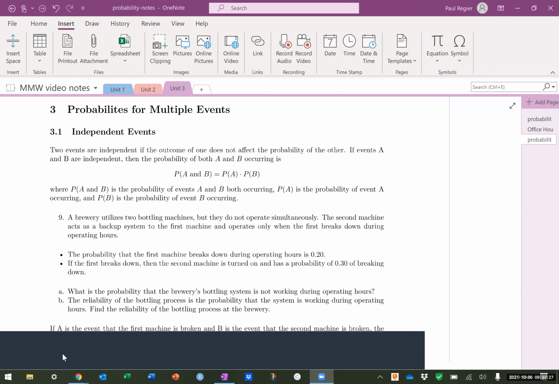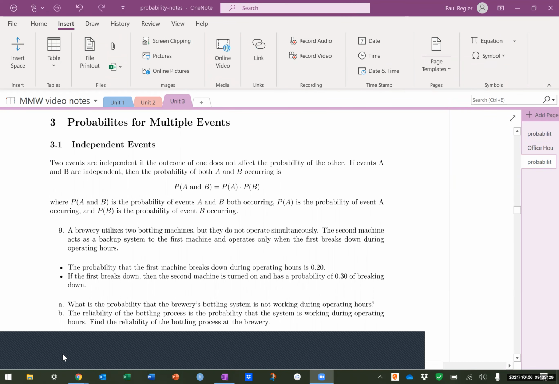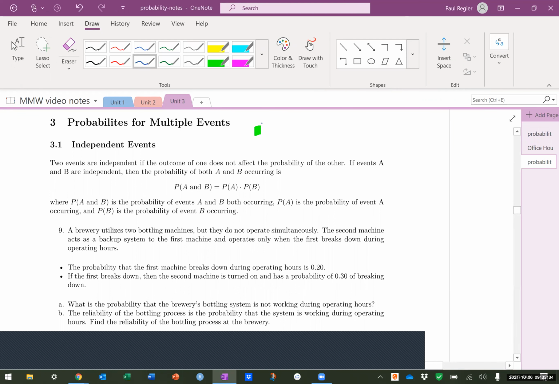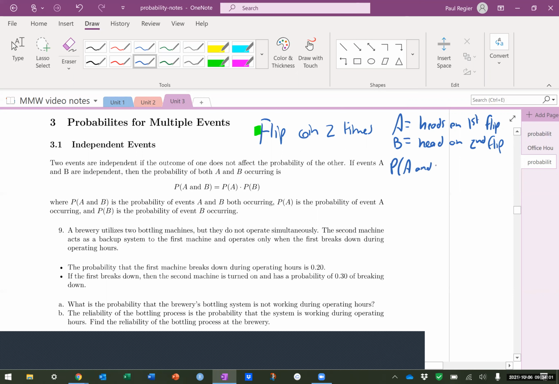Very simple example is if you flip a coin twice. You could say event A is flipping heads on the first flip. B is flipping heads on the second flip. So what's the chance of getting two heads in a row? So probability of A and B, what's that?